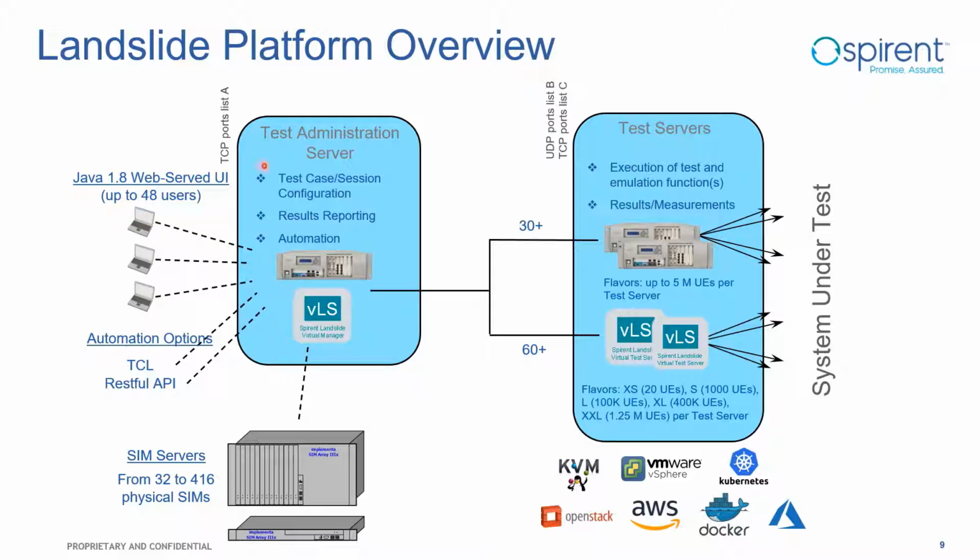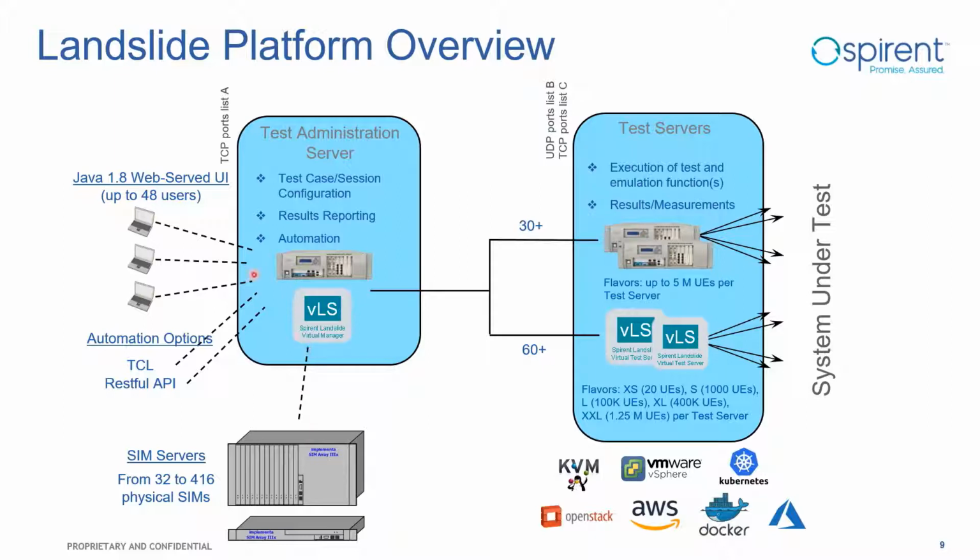So you connect to the test administration server, you define your test cases, you run them, and you can access from there all the KPIs that will be collected. Of course, it can also be driven via a Tcl or REST API, depending on the type of API that you prefer. In some use cases, we're talking about testing a core network. You might want, for example, to use some authentication credentials coming from real SIM cards. So it's also something that is possible.